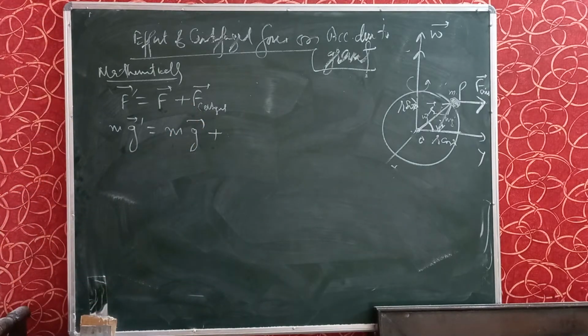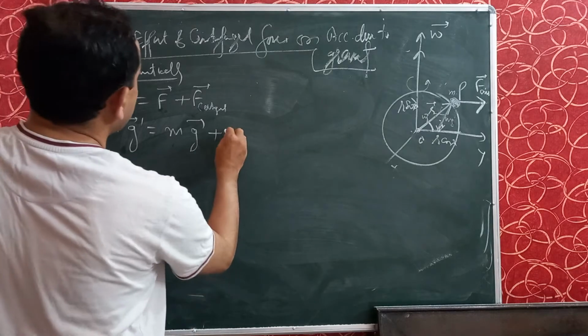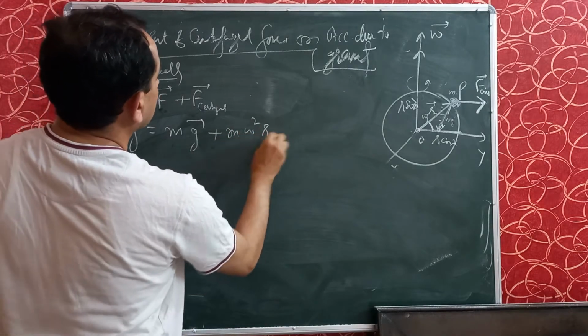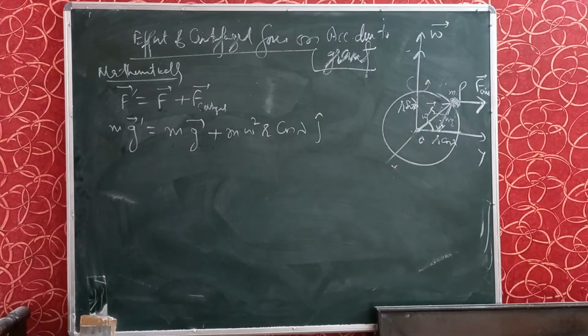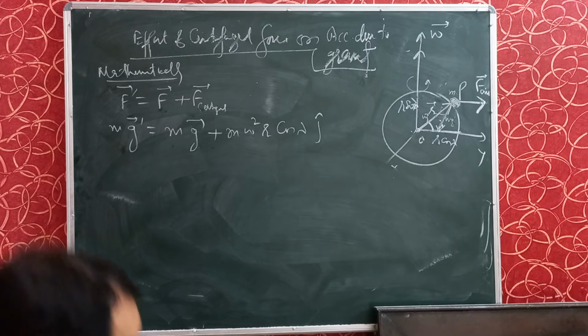We have studied the centrifugal force in the previous lecture, that the value of this force is equal to m omega square r cos lambda into j. So this is the value of centrifugal force which we have studied in the previous case.